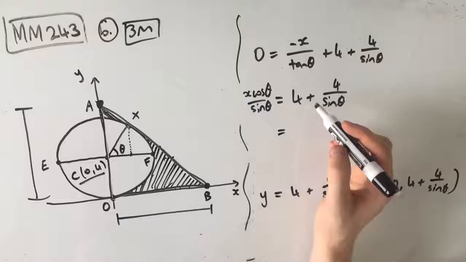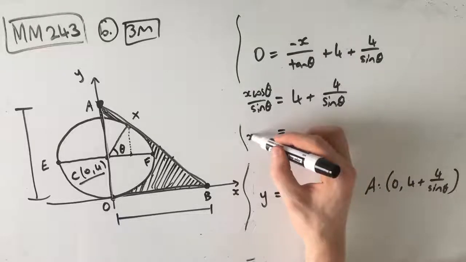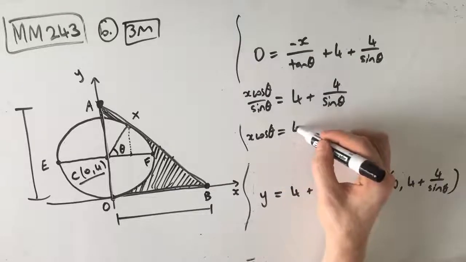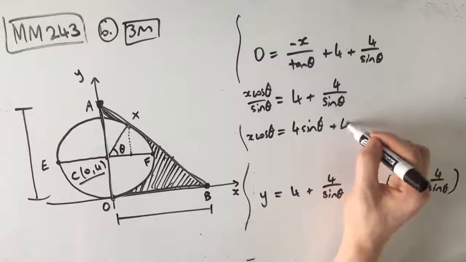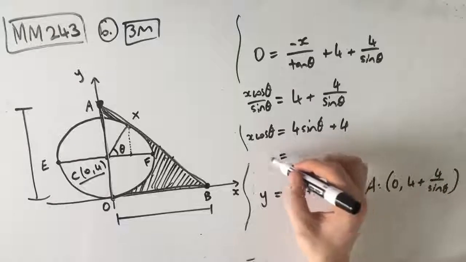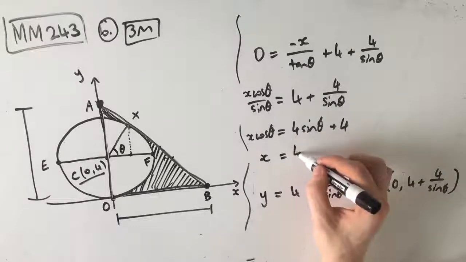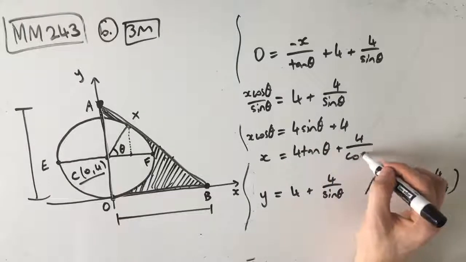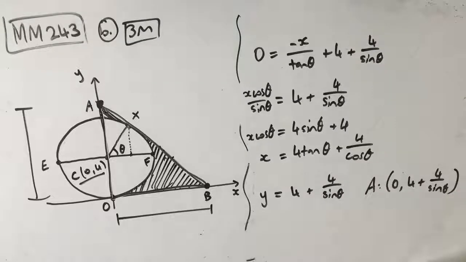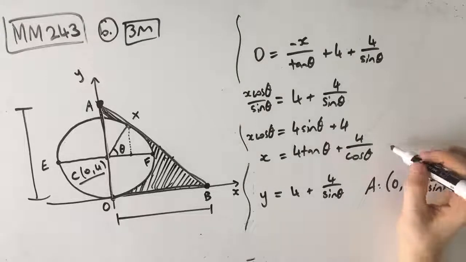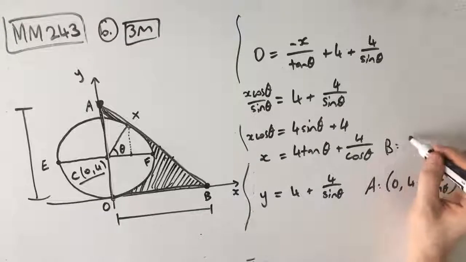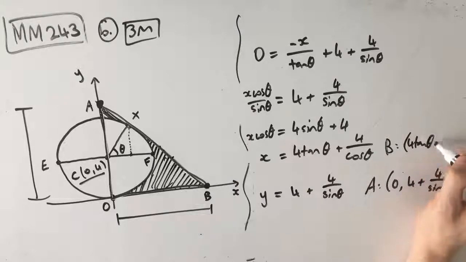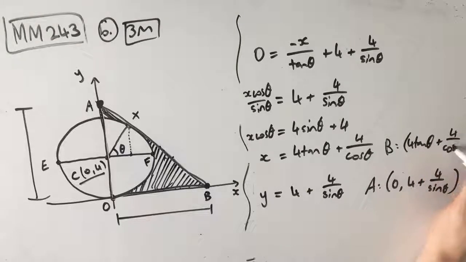From here, we can multiply everything by sine theta to get x cos theta equals 4 sine theta plus 4. And then we can rearrange this to get x equals 4 tan theta plus 4 over cos theta. Awesome. Which means that B occurs at 4 tan theta plus 4 over cos theta.